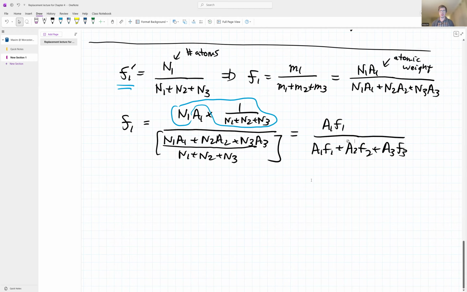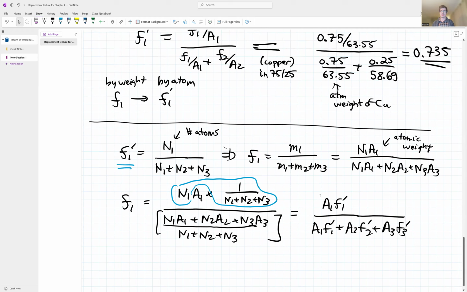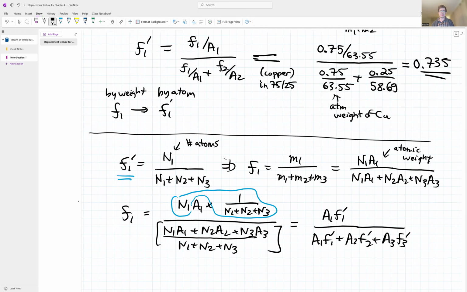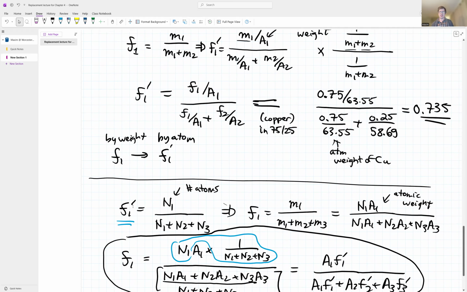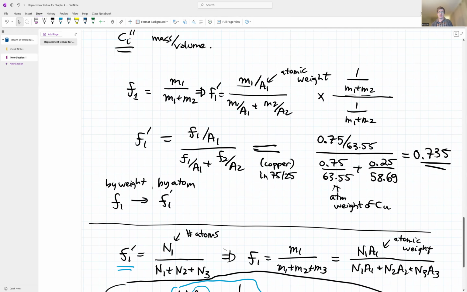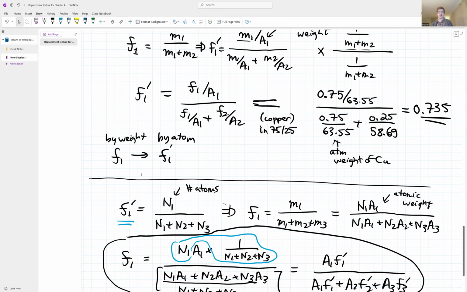I think I gotta put primes. Sorry. These are the primed ones. These are the fractions by number. Okay. So if this is my conversion formula for going from fractions by number of atoms to fraction by weights, then you can see it's sort of the opposite of the one where you go the other way, right? Because there you divide by the atomic weights instead. But hopefully it makes sense.